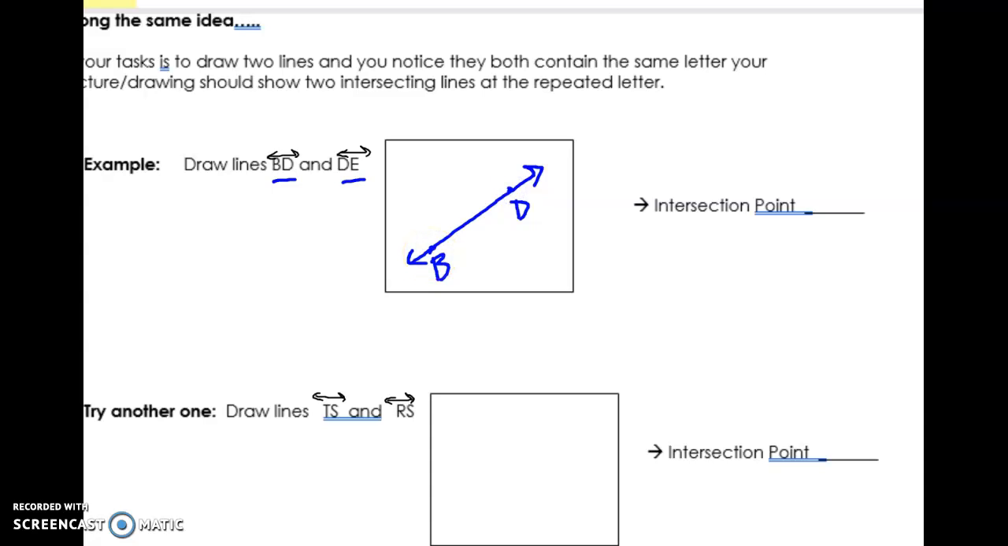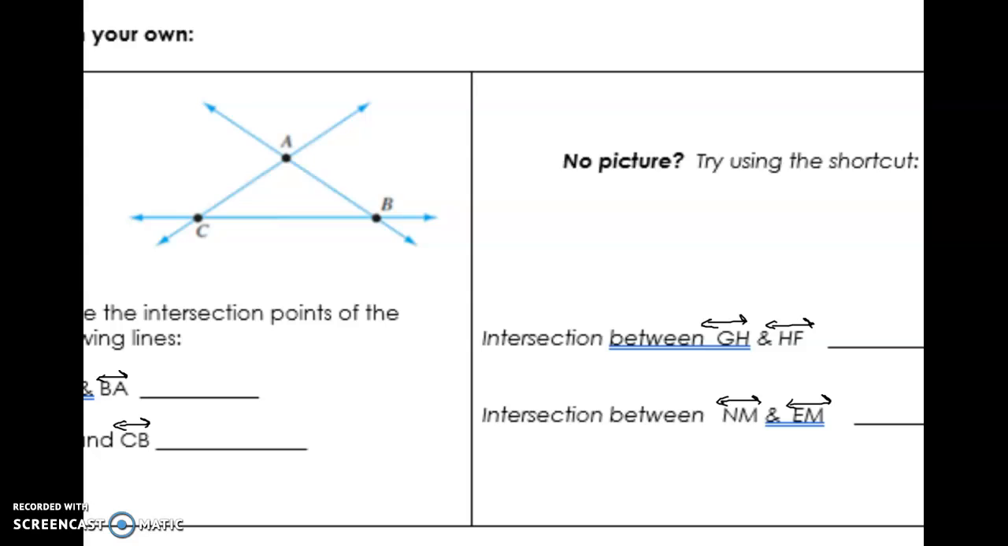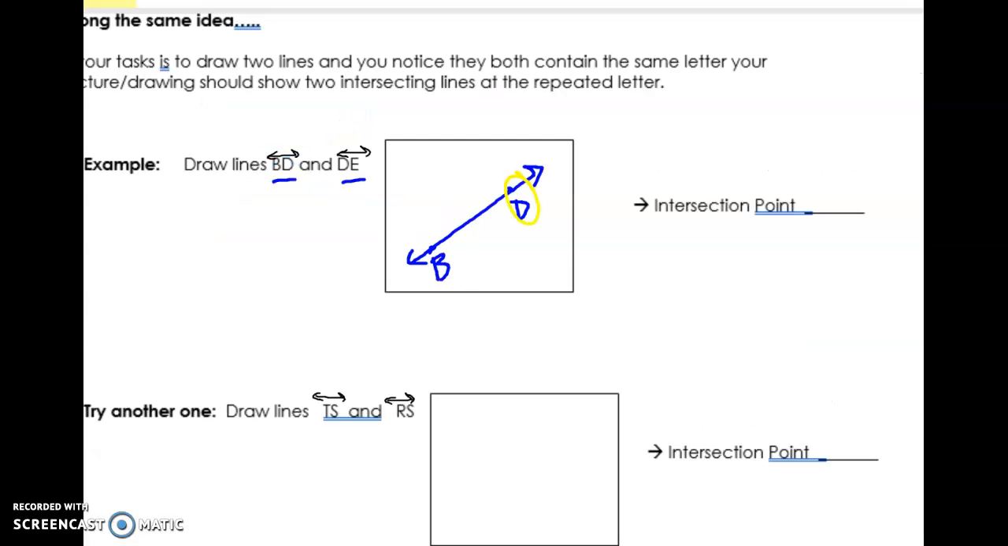Okay, so there's my first line, B and D. If I'm going to draw DE, I have to go through this point right here, right? Because they share it. So when I'm going to draw my second line, DE, you might be inclined to do this. Remember, we're talking about a line, so it's going to extend the whole way through. My point D is just right here. And I'm going to go ahead and label another point on my purple line there, E.